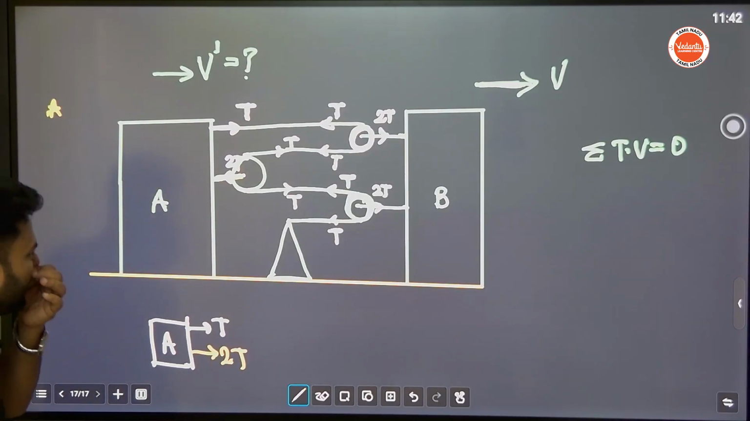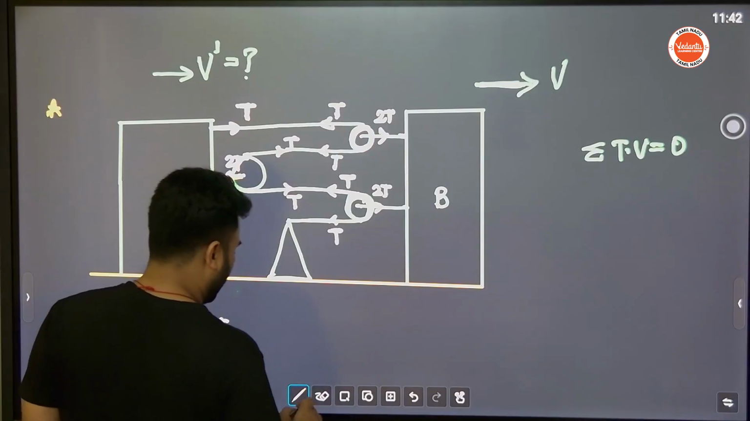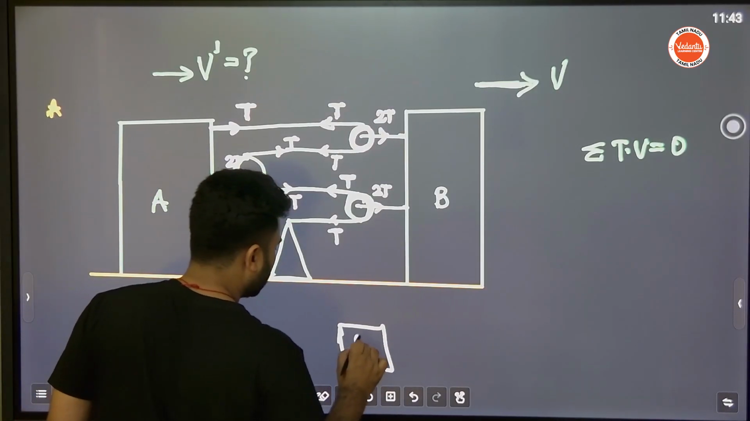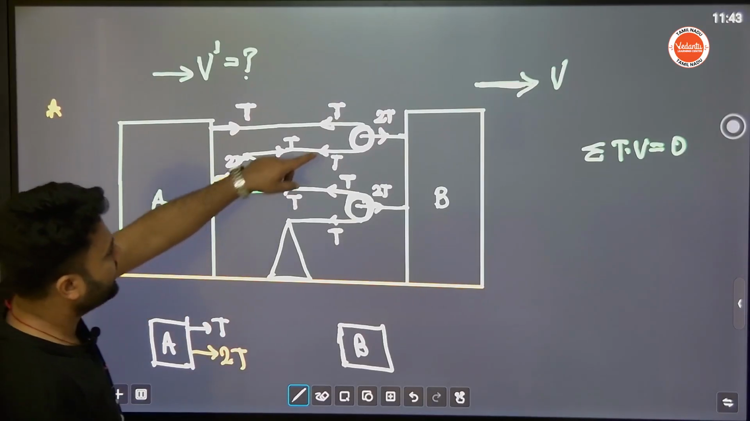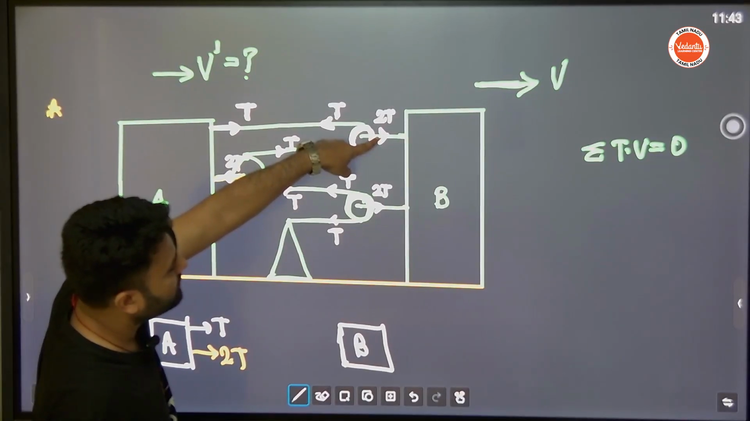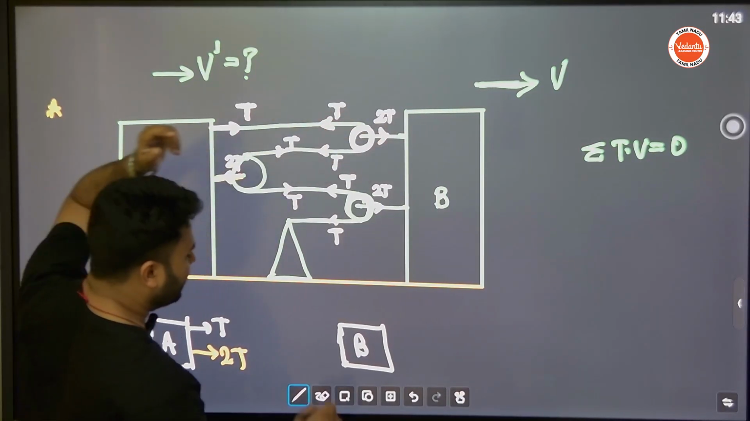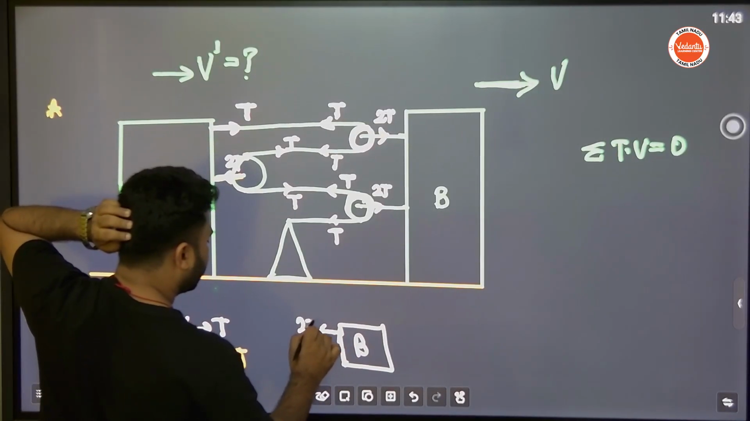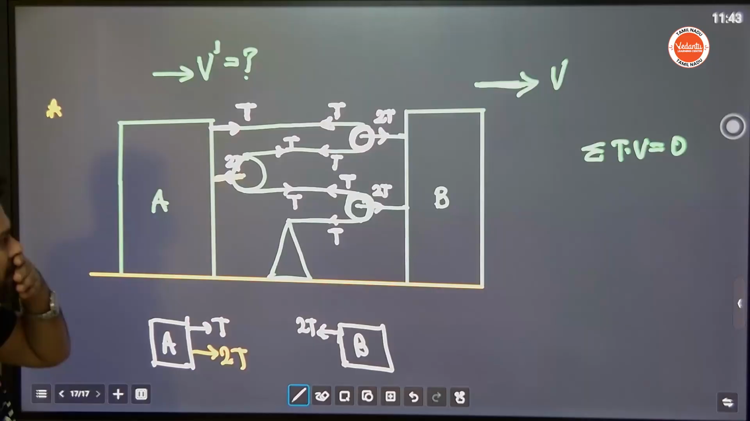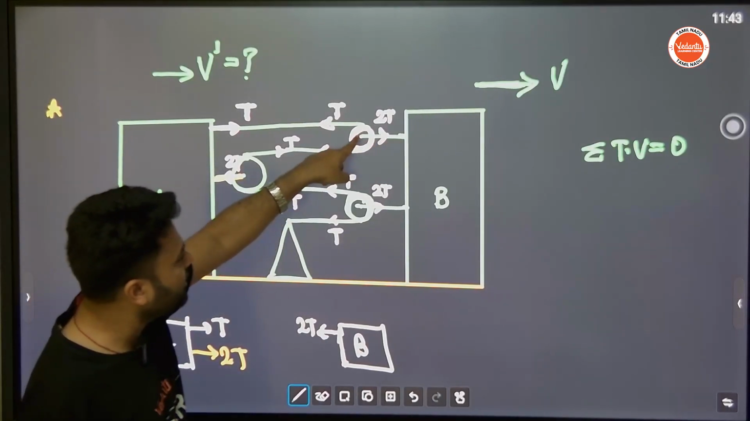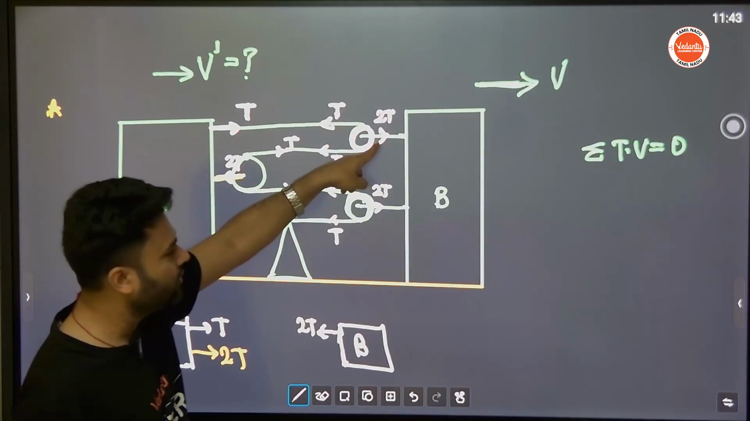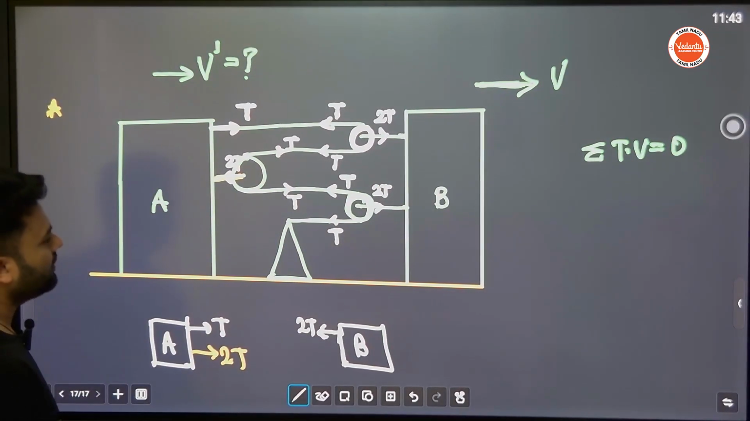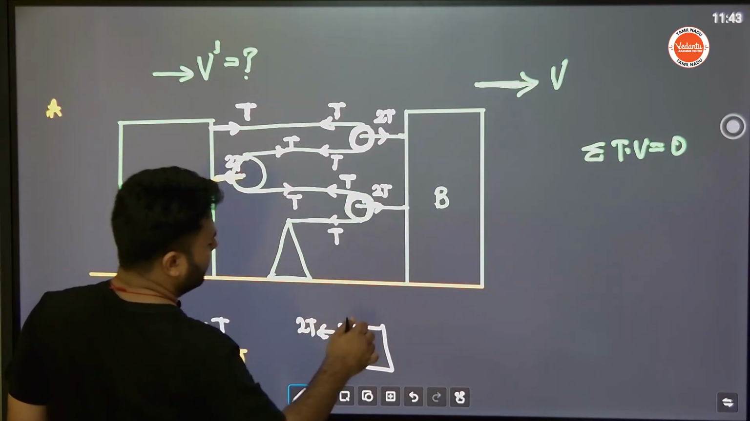Correct. Similarly, if this is block B, this is 2T. This is 2T. For block B, tension will act away. So this will be what? 2T here. This string, tension is how much? 2T. For B, tension will act away, means here 2T. Similarly here, this is 2T.